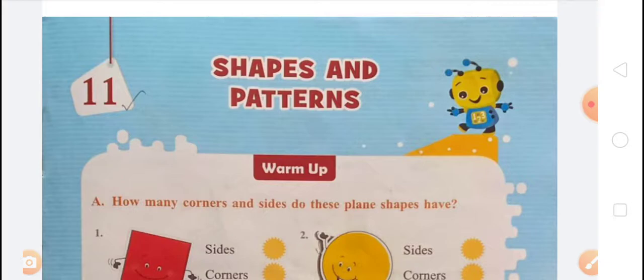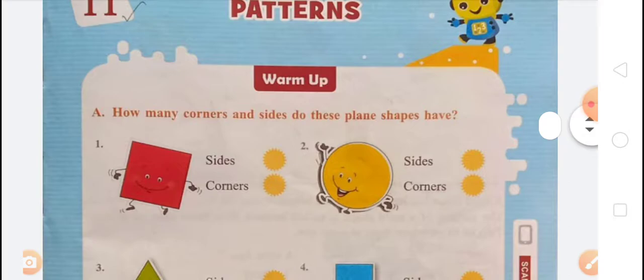Firstly, we have to know what shapes are and what patterns are. Shapes that are drawn on a plane are called plane shapes, and when the same shapes are drawn continuously, they are called patterns. What are plane shapes? The shapes that can be drawn on a plane are called plane shapes. Let us know about some plane shapes, and there is a warm up given.